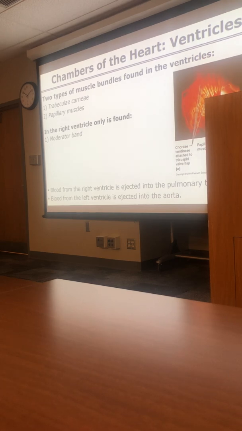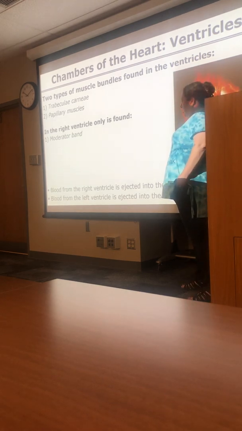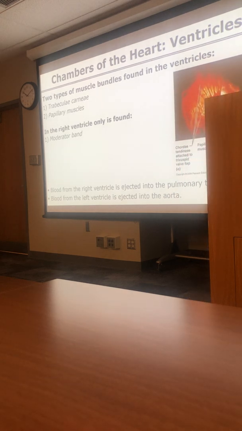We're going to see that in the right side of the heart, in the right ventricle, is again deoxygenated blood. That deoxygenated blood from the right ventricle is ejected into the pulmonary trunk and through the pulmonary circuit, while blood from the left ventricle, which is going to be oxygenated, is ejected into the ascending aorta.